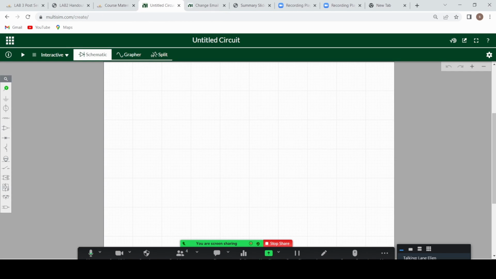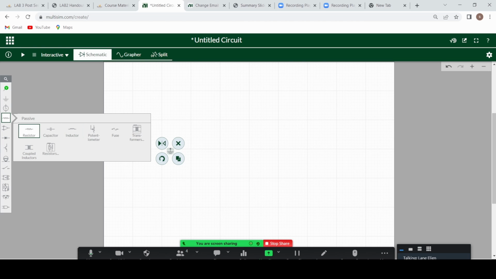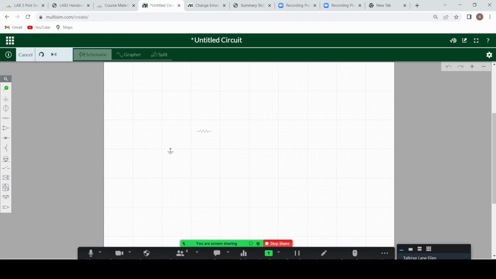So we go right here and we select the ground. Let's put it right there. So click on it, and then you select the ground and you place it on your circuit. Then we go and get the resistor. Let's select the right component and we place it on our circuit.